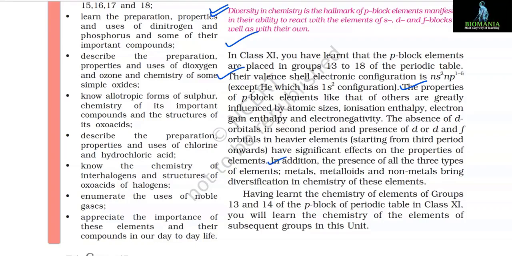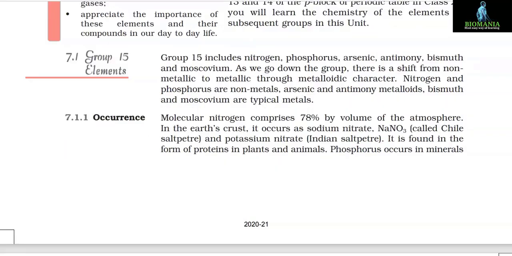In addition, the presence of all the three types of elements, metals, metalloids and non-metals, bring diversification in chemistry of these elements. Having learned the chemistry of elements of groups 13 and 14 of the p block of periodic table in class 11, you will learn the chemistry of the elements of subsequent groups in this unit.